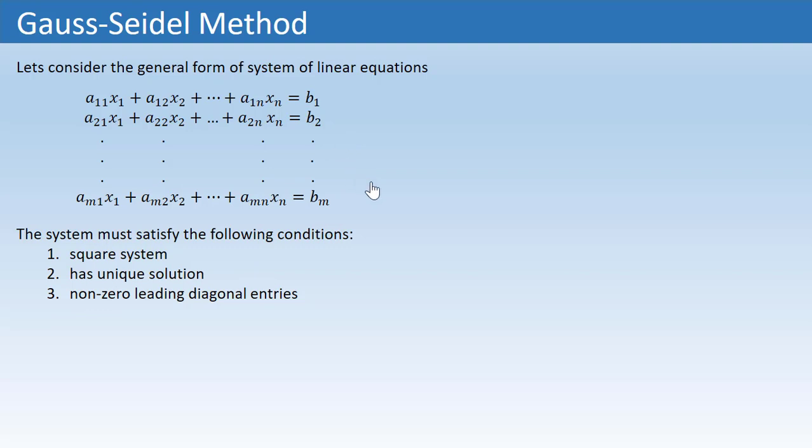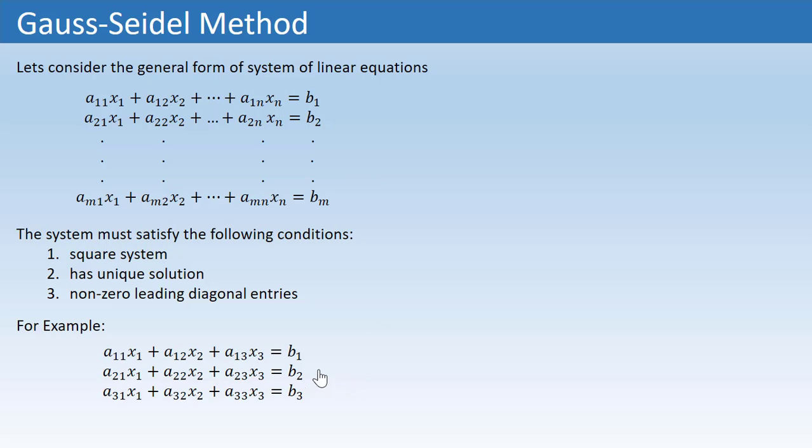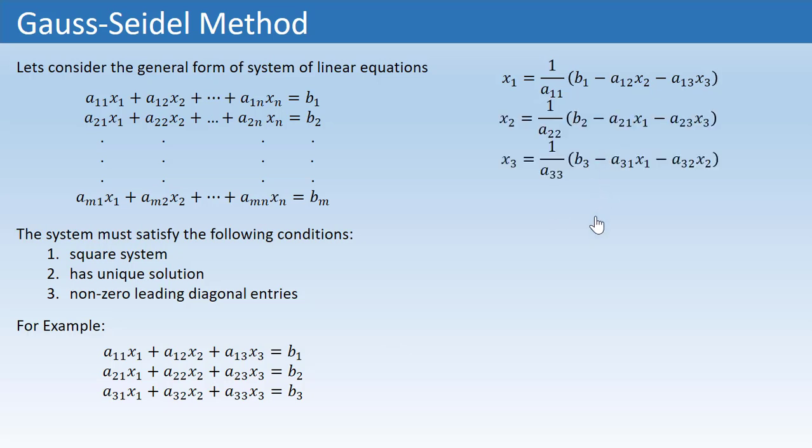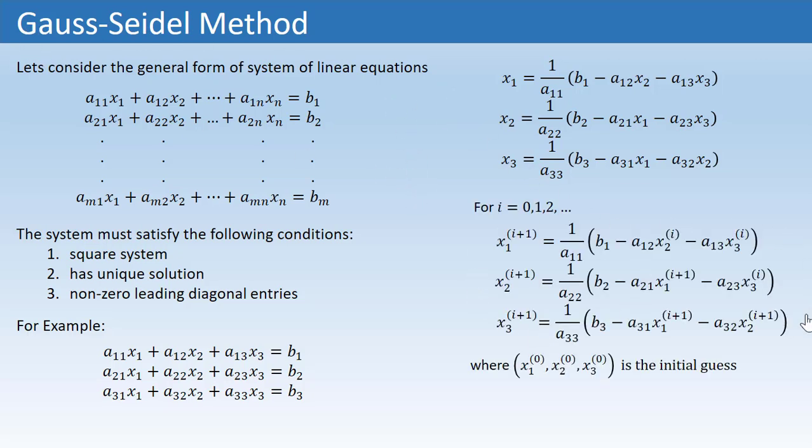For example, here we are given a 3 by 3 square system. If we assume that it has a unique solution and the leading diagonal entries a11, a22, a33 are non-zero, then we can find its approximate solution using this method. The algorithm of this method says that we need to find the solution expression of the first variable x1 from the first equation, the second variable x2 from the second equation, and the third variable from the third equation. The next step is to write the Gauss-Seidel iterative scheme. So this is how we write the Gauss-Seidel iterative scheme.